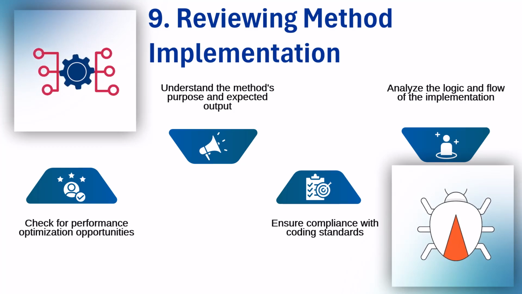Reviewing a method isn't just a checkbox. It's where we ensure logic, efficiency, and sanity. First, let's get clear on its purpose. Then, we dive into its flow, because tangled code is no fun. Optimization is key, so we hunt for ways to make it leaner. And last but not least, let's stick to best practices, because debugging messy code is a pain we'd rather avoid.